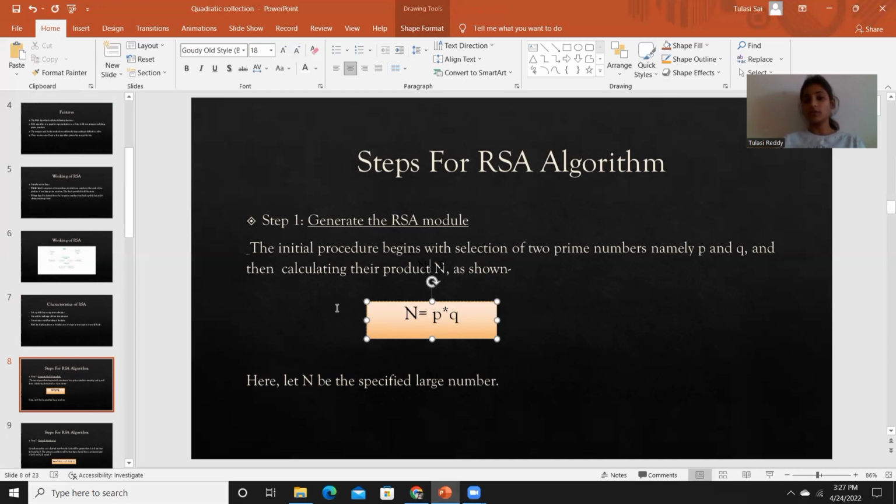So for the first step, we will be generating the key. The formula is N equals P into Q, where P and Q are the prime numbers.